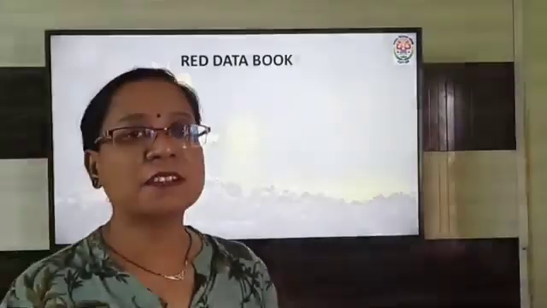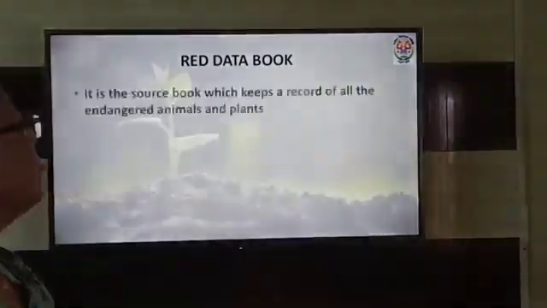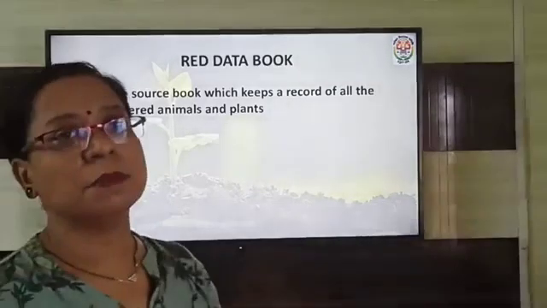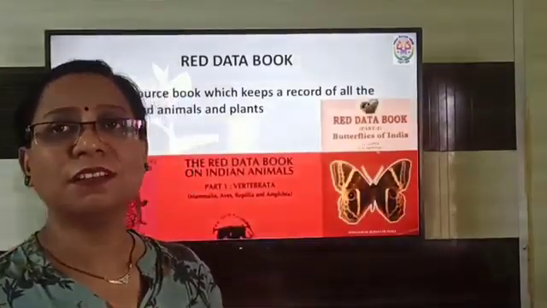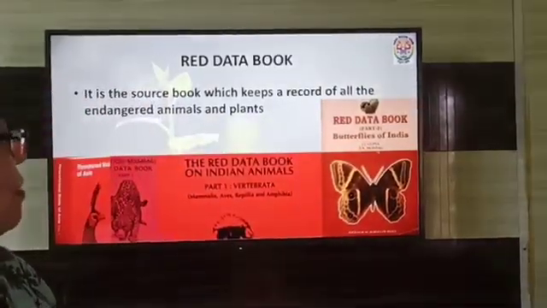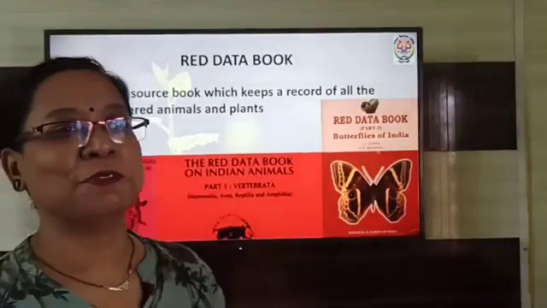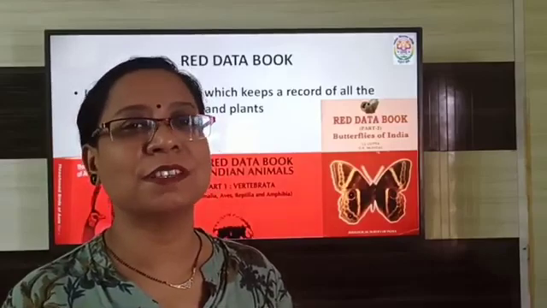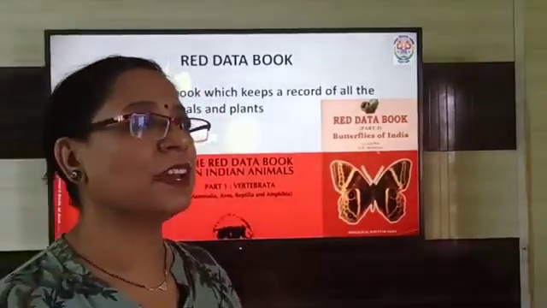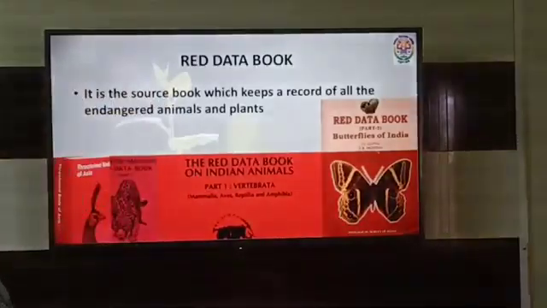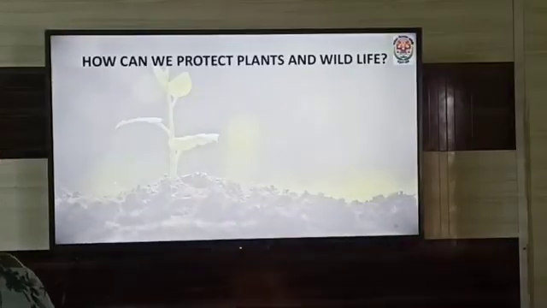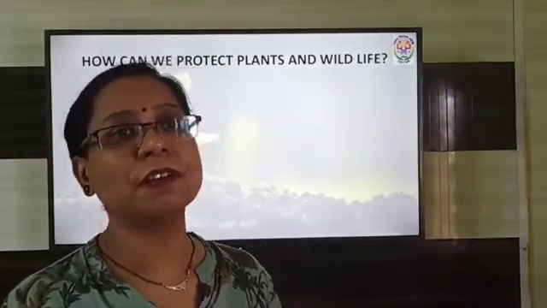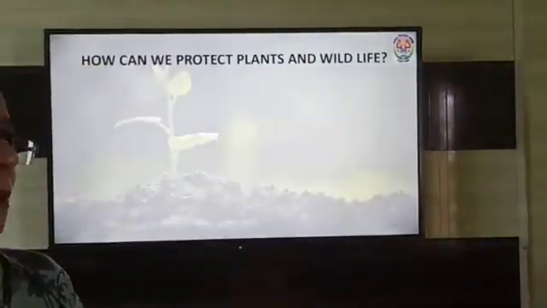Then come to the Red Data Book. What is this? It is the source book which keeps a record of all the endangered animals and plants. You can see this cover page is entirely red. It is a kind of danger sign that if they do not get protection, they are going to disappear from the earth. It's high time we should take care of such animals. So this is all about our forest, for conservation of forest and wild animals.